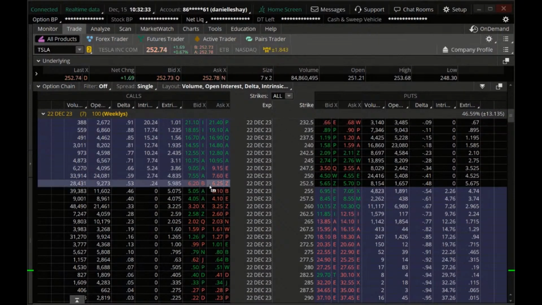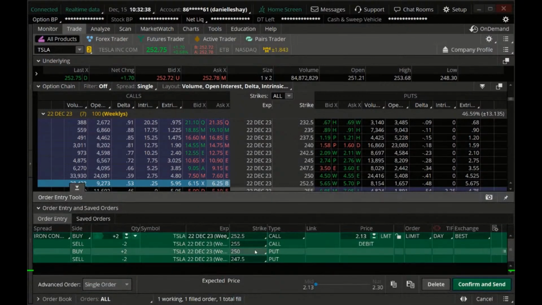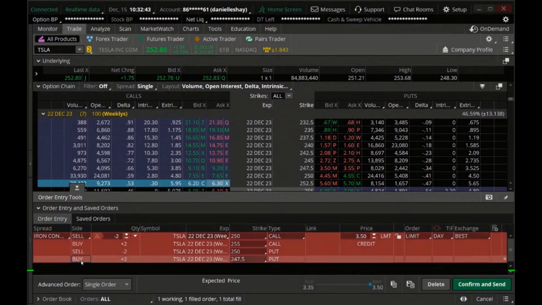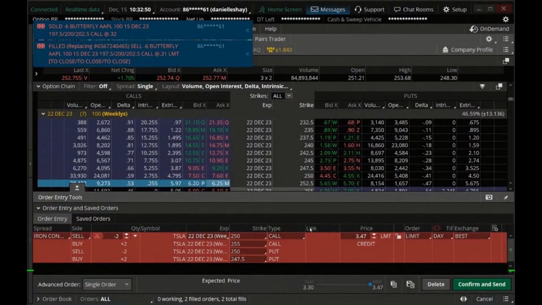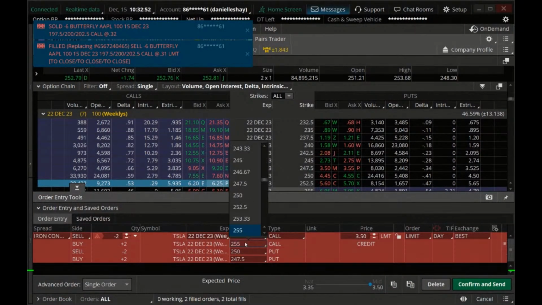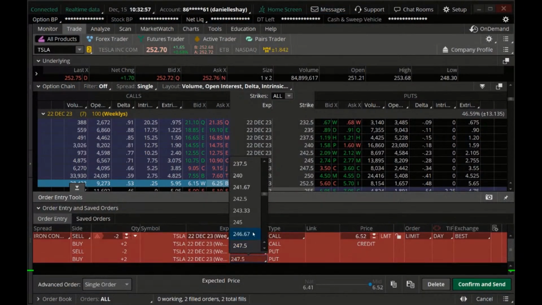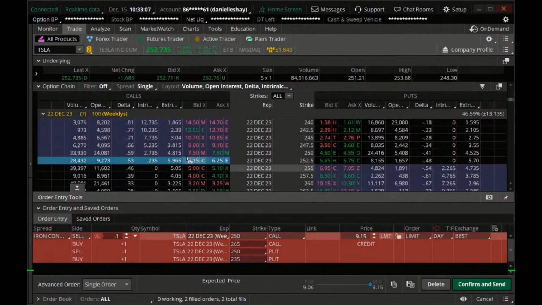So let's say if you did sell iron condor, just make it 250 to make it easy. You also want to make sure you're selling it because the entire point of doing this is going to be to take in a credit. So you're trying to take in a credit. At least with the way that I'm explaining it and setting it up, you don't really want to be buying it. That would be a different idea and different trade.